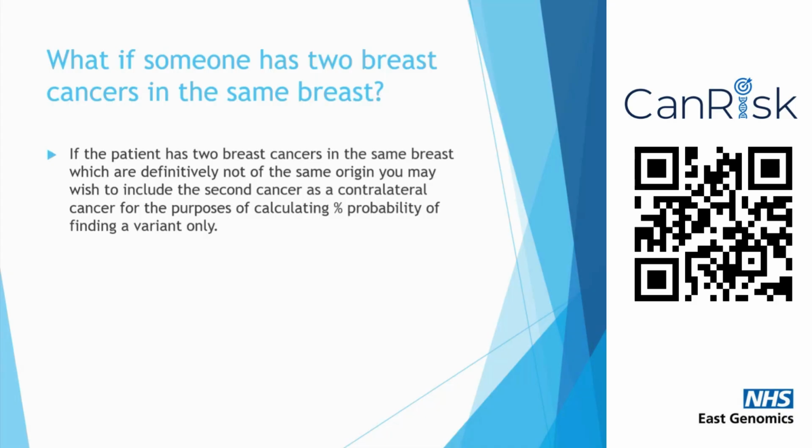If someone has 2 breast cancers in the same breast, there's no way of putting that into CanRisk currently. So sometimes when we do that, we might put the second in as them having a contralateral breast cancer for calculating the percentage chance of finding a variant, but that's obviously no use if you want to calculate their risk of developing a contralateral breast cancer, because it won't give you those estimates.